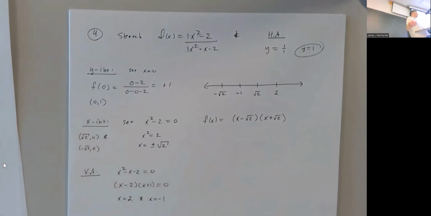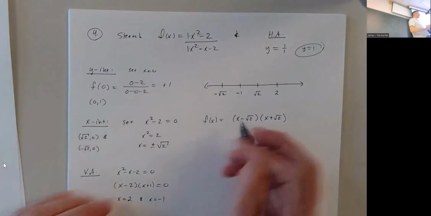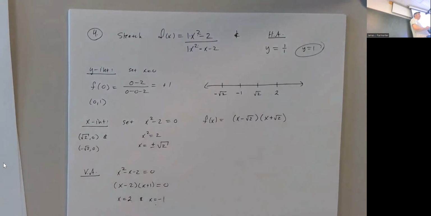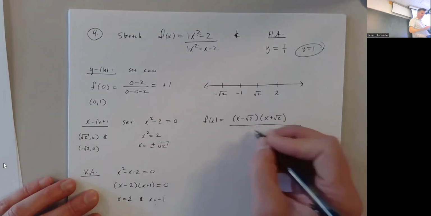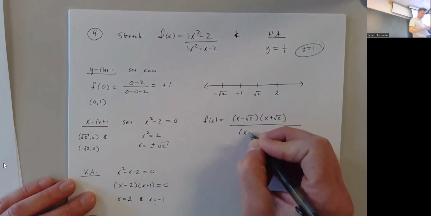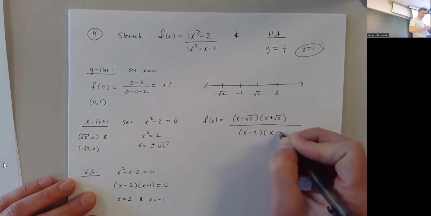If someone asks you if x squared minus 2 factors, you could say yes or no and be correct. No, it doesn't factor in the usual nice way where the things are integers, but technically it does factor using irrational numbers. Where something like x squared plus 2 would not factor without using imaginary numbers. On the bottom, we've got x minus 2 times x minus minus 1.